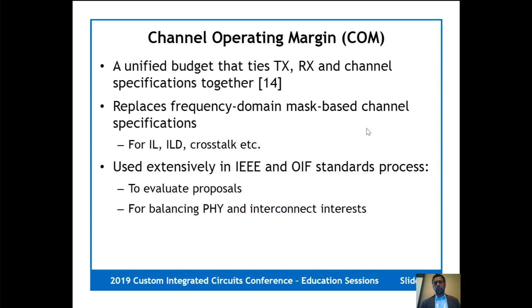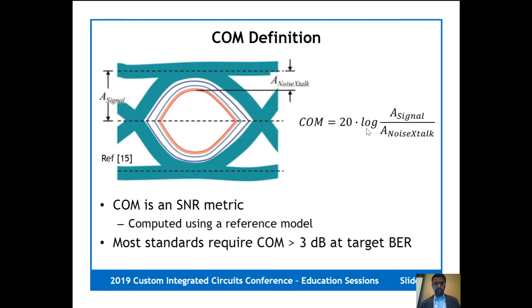And like I mentioned, it's very commonly used in the standards development process to evaluate competing proposals. COM is used as a way to choose one over the other or figure out what the solution space is for a particular proposal. So it's essentially nothing but a signal to noise ratio metric. It's just the ratio of your average signal to the total noise, and I mean noise including both systematic and random components, for a certain target bit error rate.